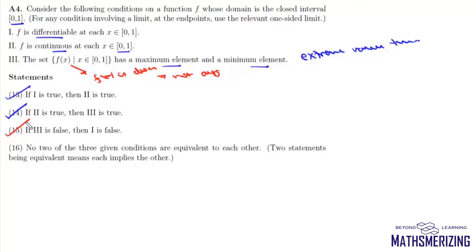Now 16 is, no two of the three given conditions are equivalent to each other. Basically if we look at first and second, then first implies second, but second doesn't imply first. In the same way, second implies third, but third doesn't imply second, and first implies third, but third doesn't imply first. So all the three statements are not equivalent to each other. That means statement 16 is also correct. So the correct statements are 13, 14, 15 and 16.